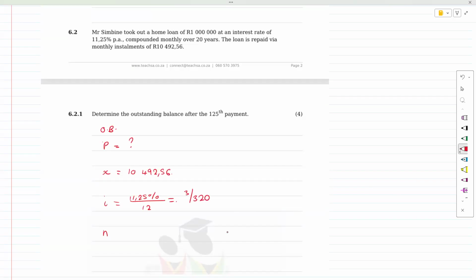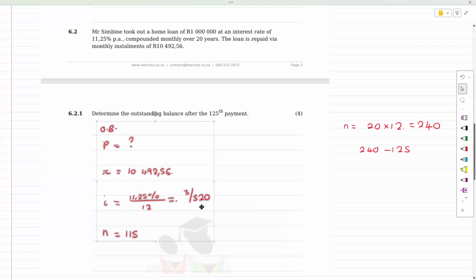And we know the number of years. Now this one is tricky, right? Let's work with it on this side. So n, you were supposed to take 20 times 12 payments, right? We're talking about the number of payments, which is 240 payments to pay off his loan. Now, at the start, it seems like it's difficult, but very simply, if we take 240 and we minus the 125th payment, we should get 115. Now, this is the simple way of doing outstanding balance.